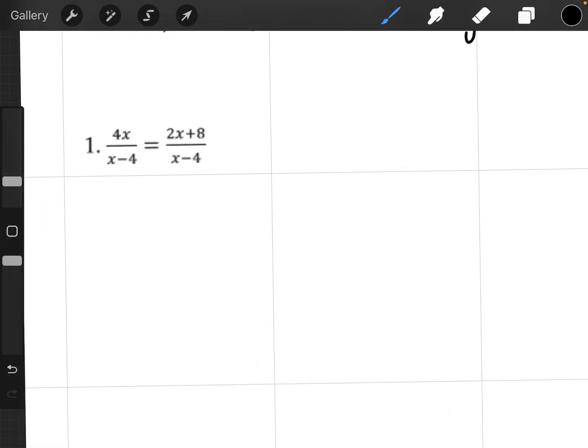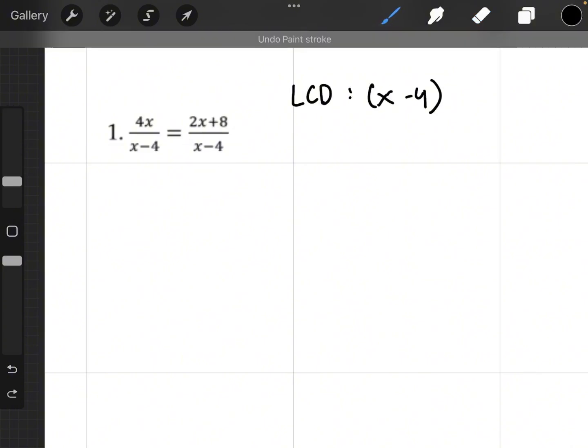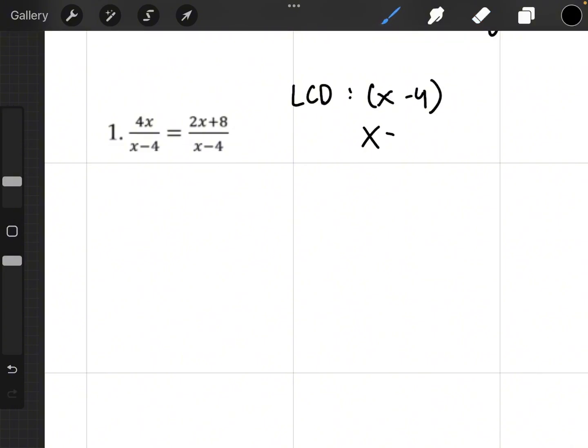So for the first example, these already have like terms as our bases, but we can still write out that the least common denominator is going to be x minus 4. Because the denominators are x minus 4, we know that x cannot equal 4, because 4 minus 4 will equal 0, and we can't divide by 0.